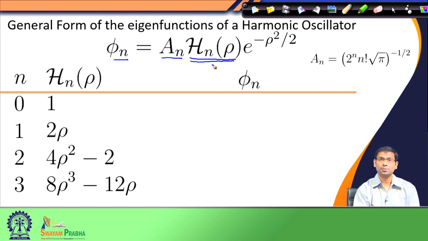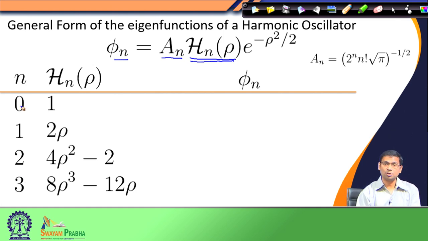This H n is called the Hermite polynomial. So, in this case H n is the nth order Hermite polynomial in the coordinate rho. This H n comes when you apply this step up operator, rho minus d by d rho, to the power n. When you apply that on e to the power minus rho square by 2, you would actually get Hermite polynomials. The Hermite polynomials of first few lowest orders are shown here.